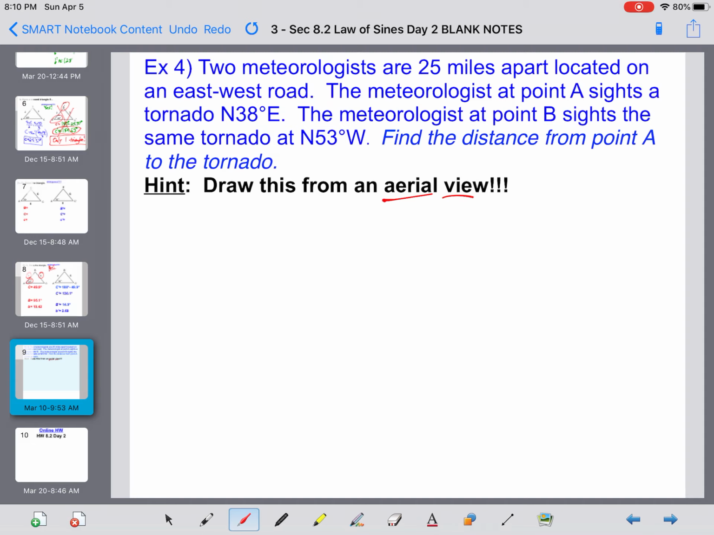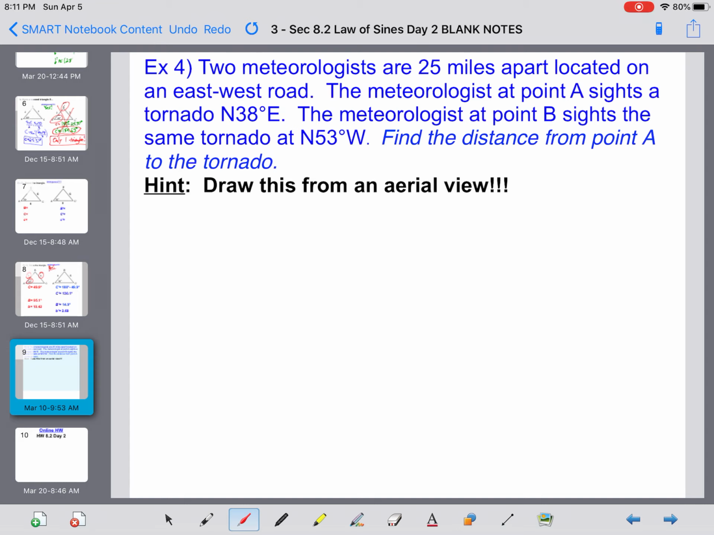Okay, so take a second and read the problem. Two meteorologists are 25 miles apart, located on an east-west road. The meteorologist at point A sights a tornado at northeast 38 degrees. The meteorologist at point B sights the same tornado at northwest 53 degrees. Find the distance from point A to the tornado. Okay, so sometimes we have a little bearing in here, right? That's what these angles are, with degrees and direction. So it's kind of combining bearing with our law of sines. So take a second, pause the video, and see if you can set up this picture.